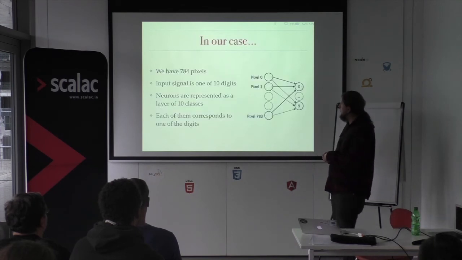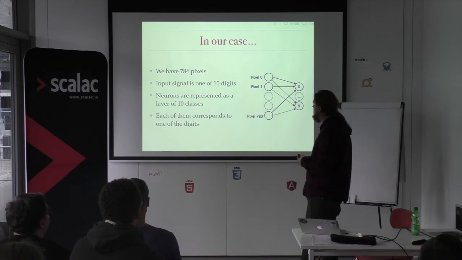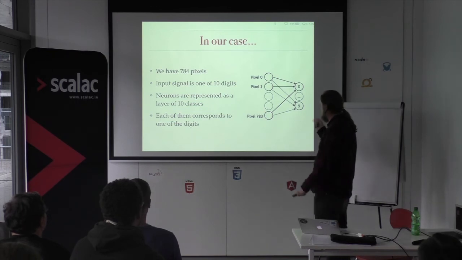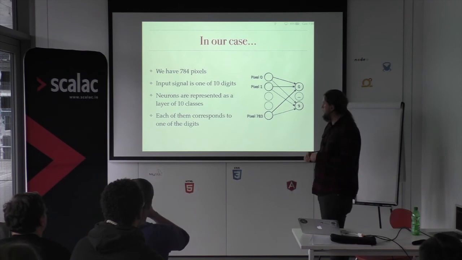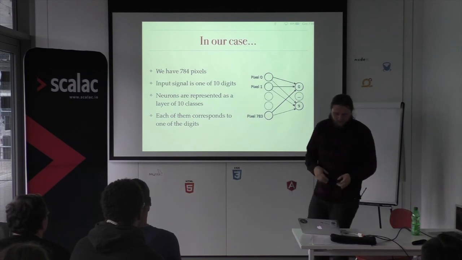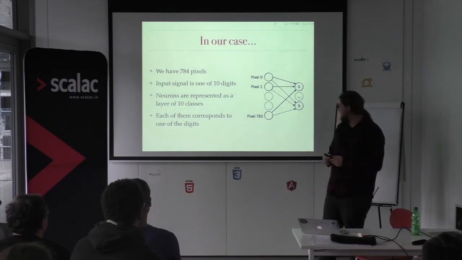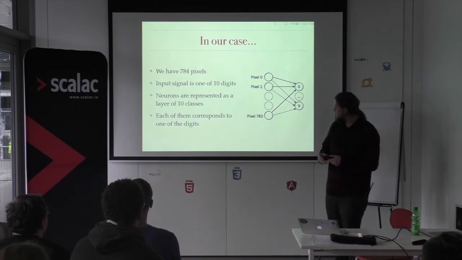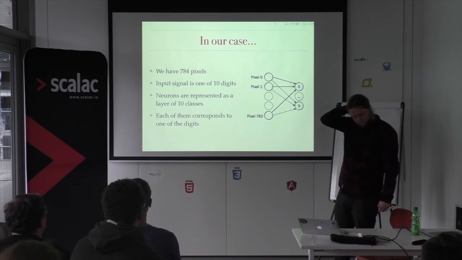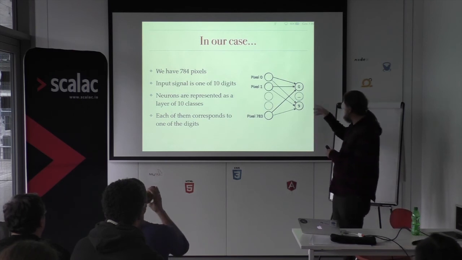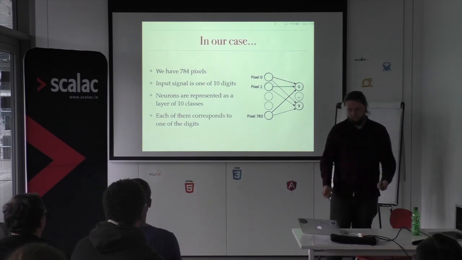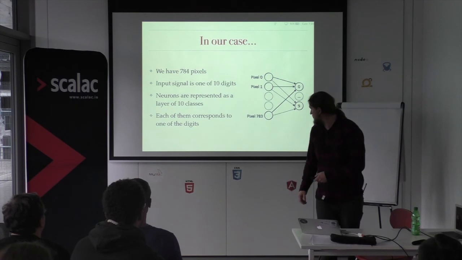In our case, we have 784 pixels as input, so that would be our array, and the output would be one of the 10 digits. So the neurons are represented as a layer of clusters, and each of them corresponds to one of the digits. How does it work? The model takes the image, sends it to the input of the neural network, and then transforms it into one or zero for each possible output. That's what the book says.